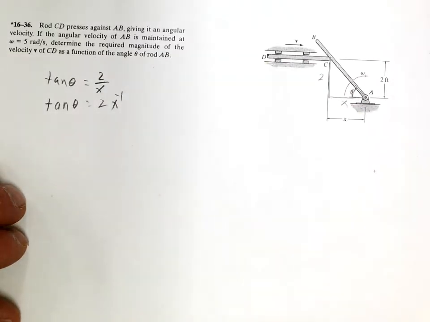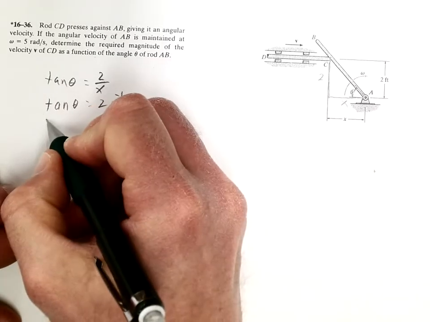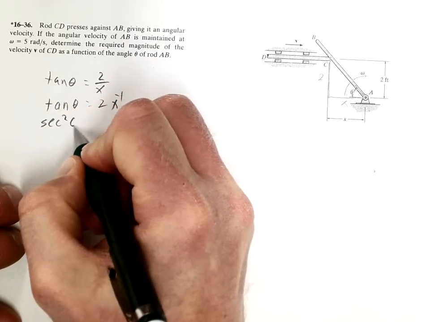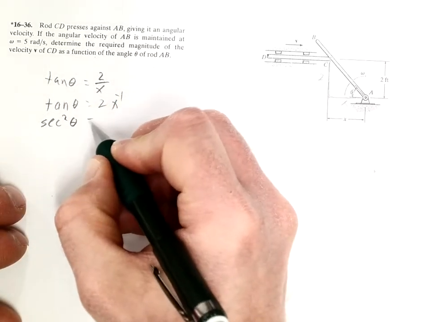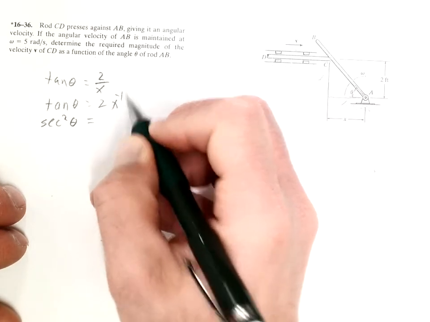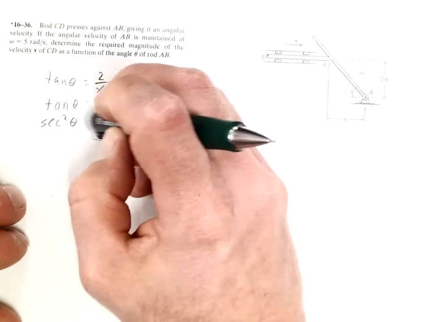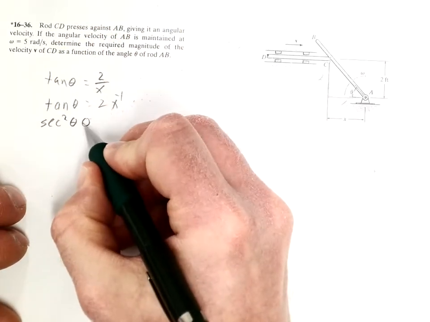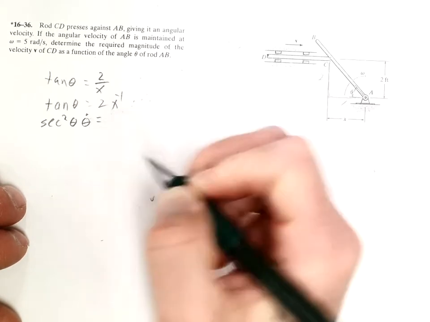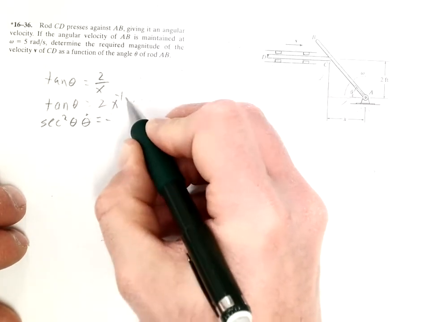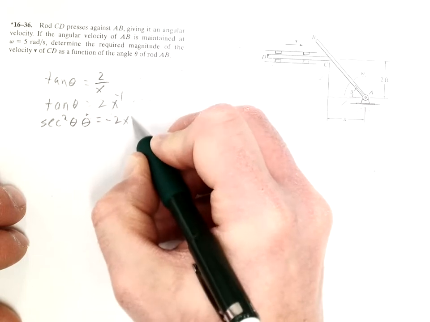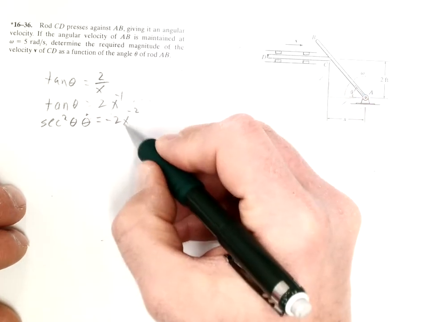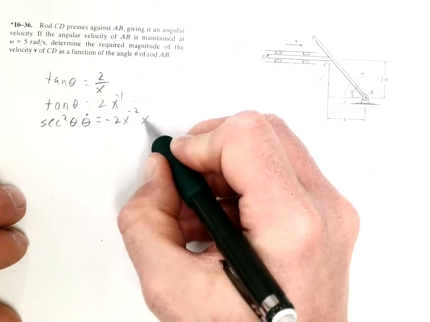So the derivative of tangent is secant squared. And the derivative of 2x to the negative 1: secant squared is the derivative of tangent, but then using the chain rule, theta dot. So the derivative of 2x to the negative 1 would be negative, bring down the negative 1, negative 2x to the negative 2, and then chain rule, the derivative of x is x dot.